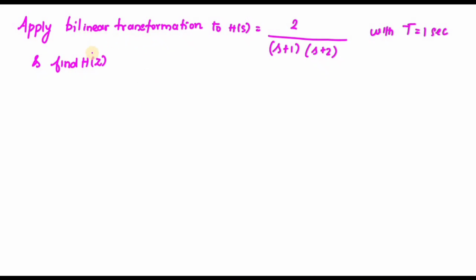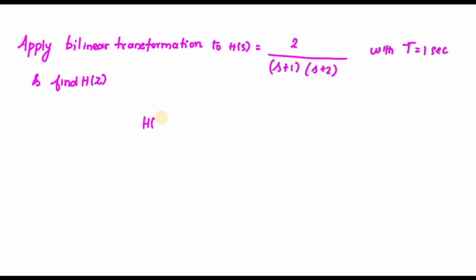So in this video, we are going to discuss a problem on bilinear transform. The question is, apply a bilinear transform to H(s). H(s) is nothing but your analog transfer function. For that, you have to convert H(s) into H(z). So the s must be transformed to z, right?